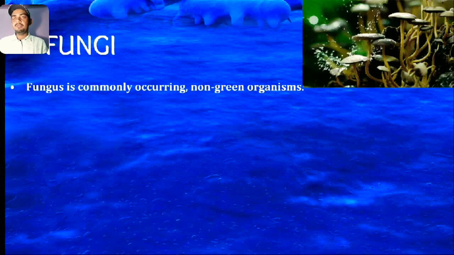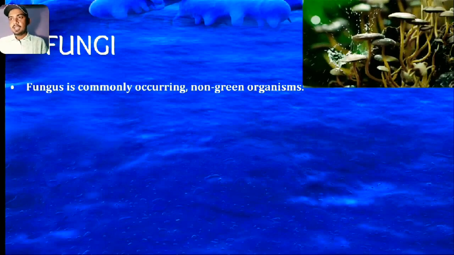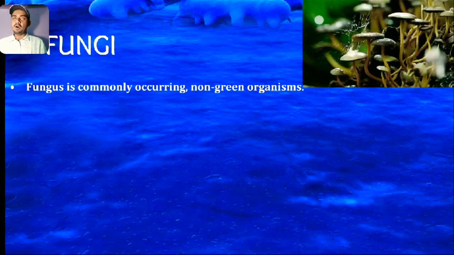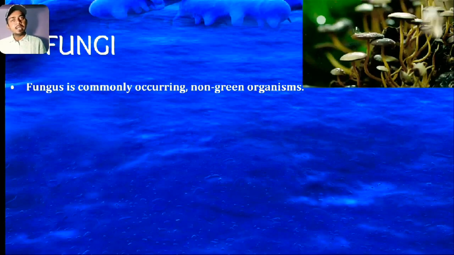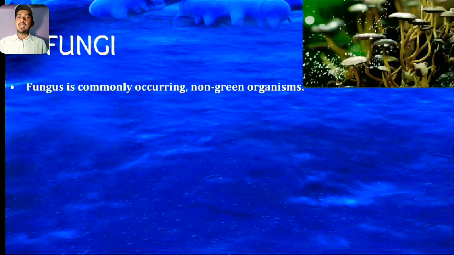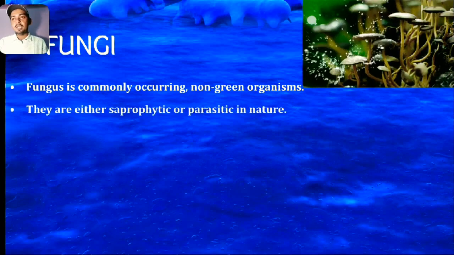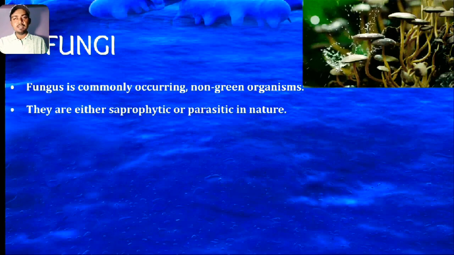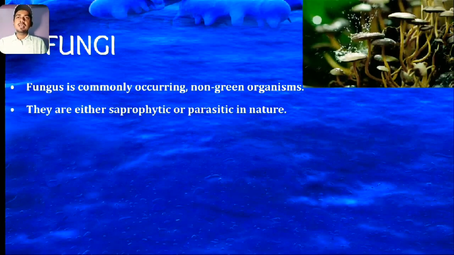The first characteristic feature is that fungi are commonly occurring non-green organisms. They are commonly occurring and they are non-green. That means they don't have chlorophyll in their cells. They are either saprophytic or parasitic in nature. This is what we just discussed.